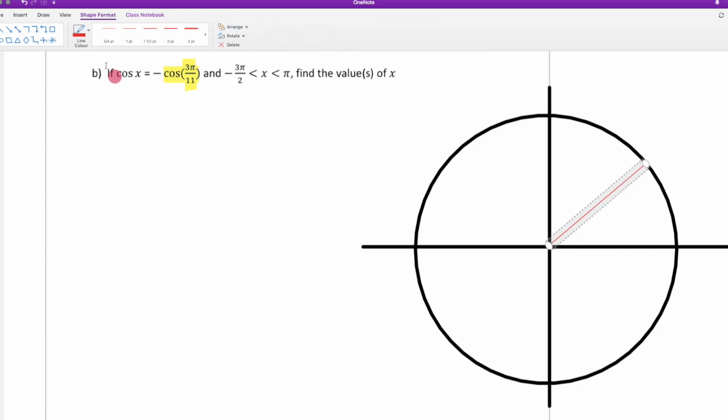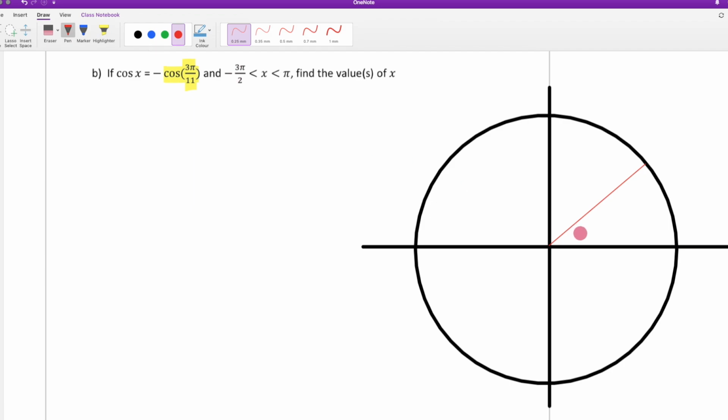There it is. Now, we haven't memorized this angle, so that means we're not going to know what my exact values are going to be. So let's just call them A and B. So if I'm being asked to find cos of 3 pi over 11, well, I know that my cos is just my x value, so it's simply going to be A. But it's very important that we see this negative. What we're trying to find is cos of x equals negative A.